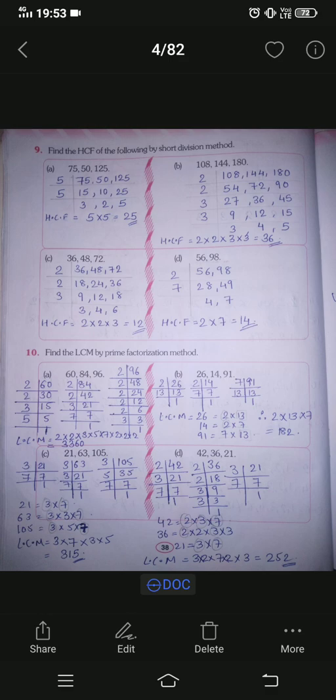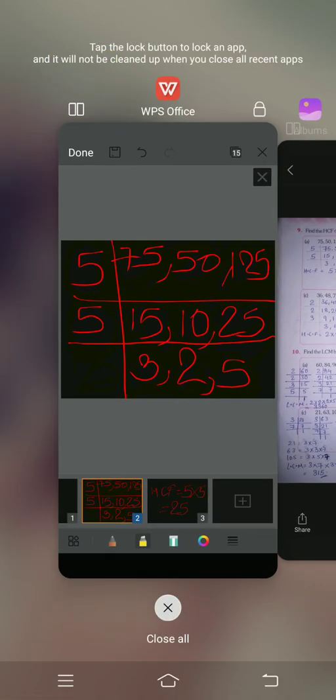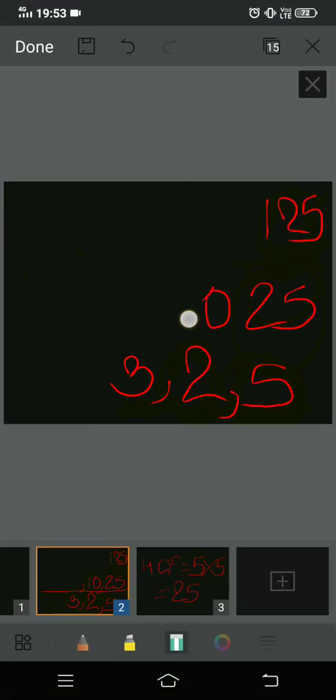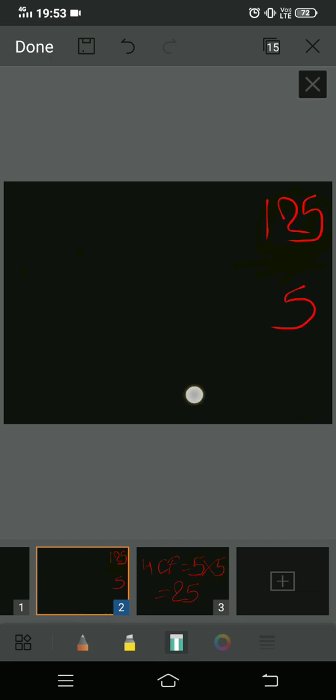Okay, children. So I have taken a long time to explain one question. So I hope you might have understood. I'll show you other questions as well. Question number 9, B part, I'll just show this part as well. So this is a little bit, division is a bit longer.